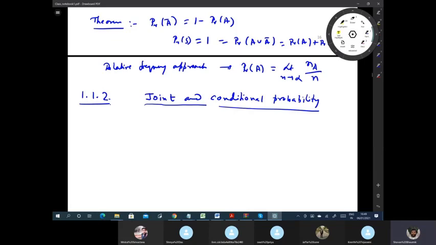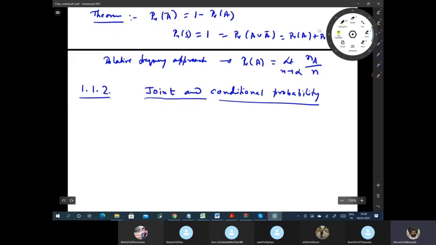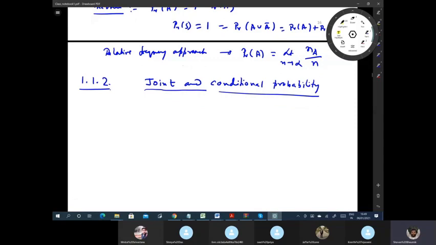Anybody have any idea? Quickly you can say. There is no harm if you are not correct. Sir, probability of happening two things one after other, joint probability. No, that is not joint probability. One thing can happen one after another. Asna, can you tell anything?